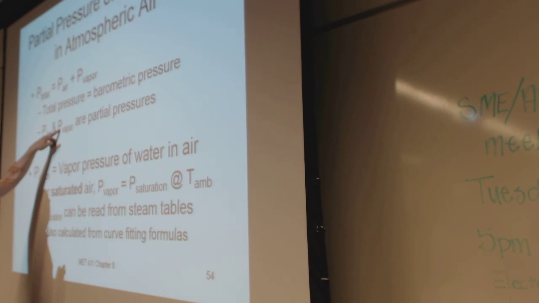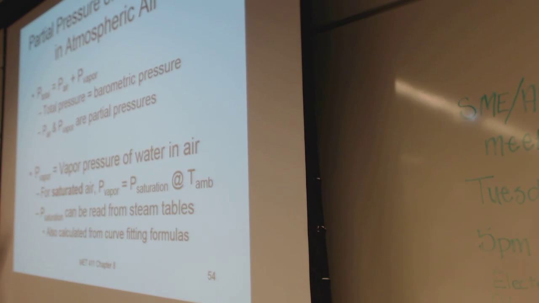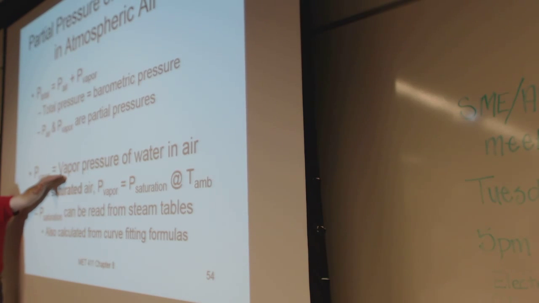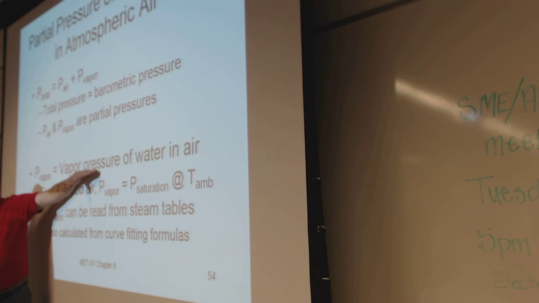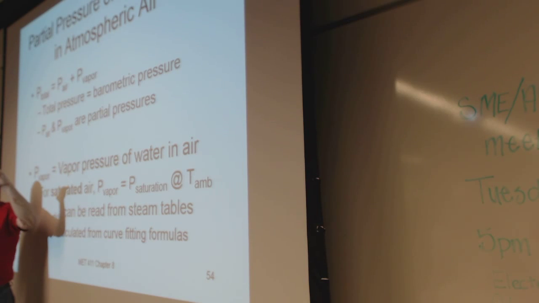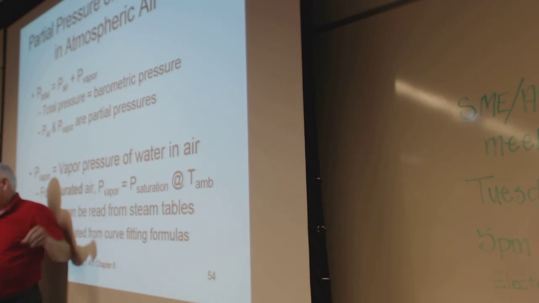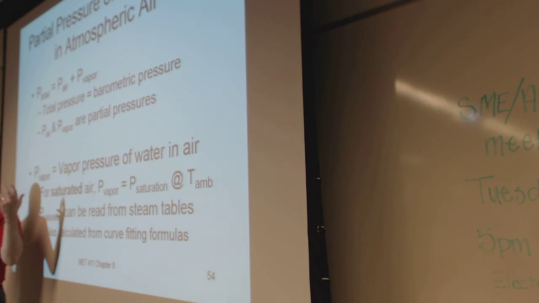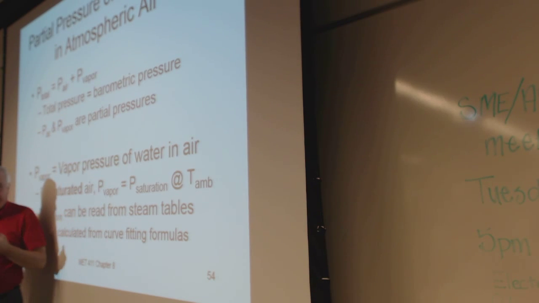So these two are partial pressures, and this is the total barometric pressure. If you drop the temperature until the saturation temperature matches the partial pressure of the water in the air, that's when you start doing the latent heat, sucking the moisture out of the air.